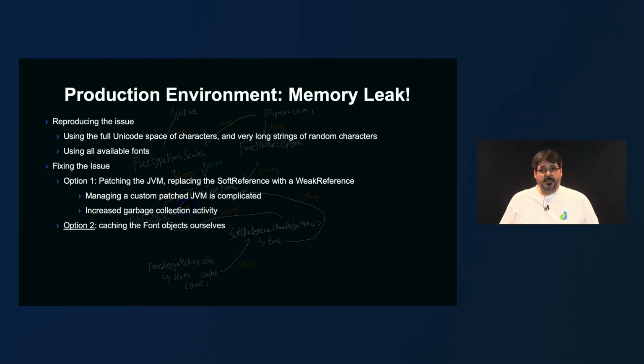The second option, which is what we decided to do at the end, was to refactor our code to cache the font objects that we generate ourselves. And this worked just as well as the first option, with just a slightly higher memory usage, but reduced garbage collection activity. And since we have a limited amount of font families and limited amount of font sizes, also the amount of objects that we cache is limited.